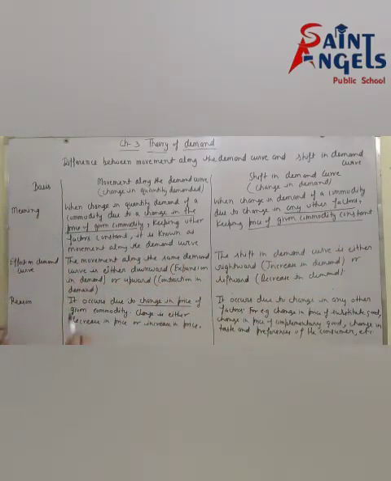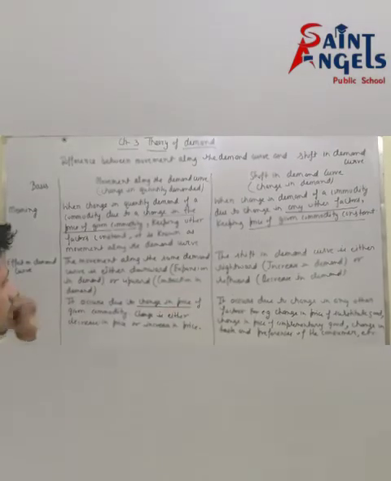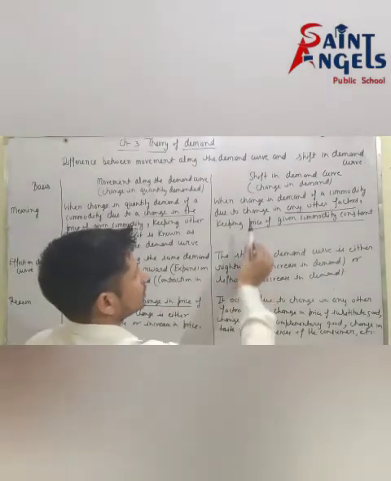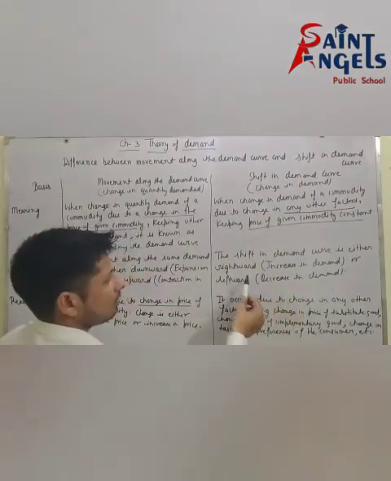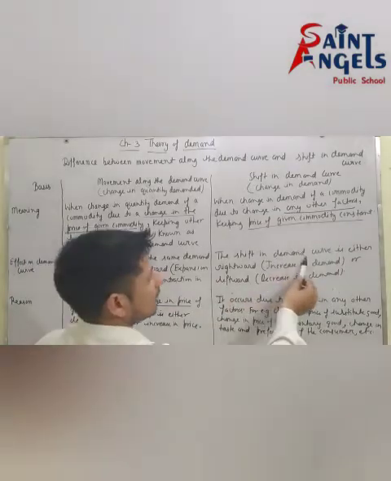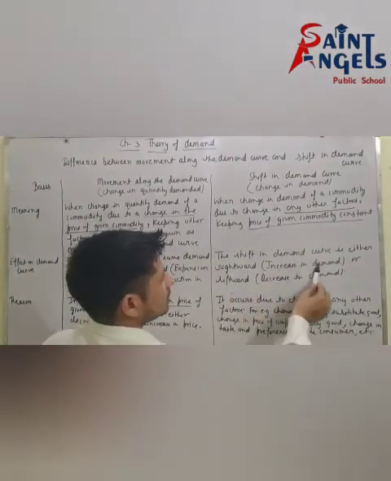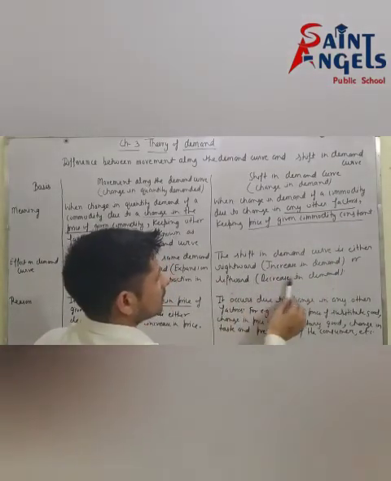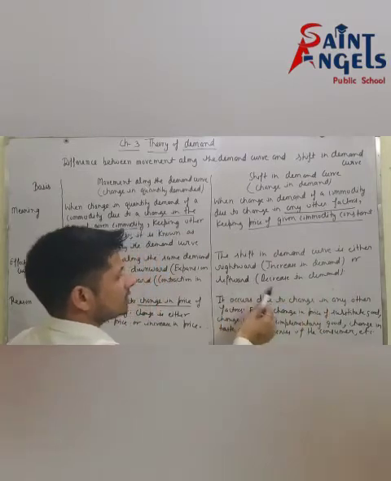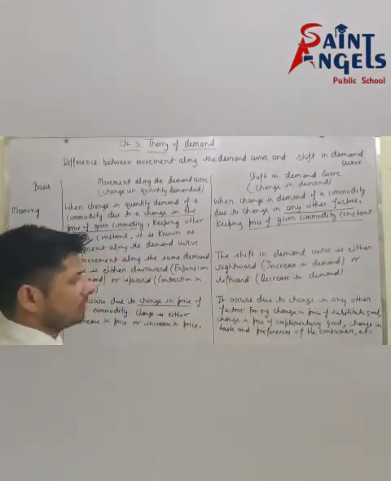Now the movement along the same demand curve is either downward, which means expansion in demand, where expansion means increase, or upward, which means contraction in demand. The shift in demand is either rightward or leftward. The shift in a demand curve is either rightward, meaning increase in demand, or leftward, meaning decrease in demand.